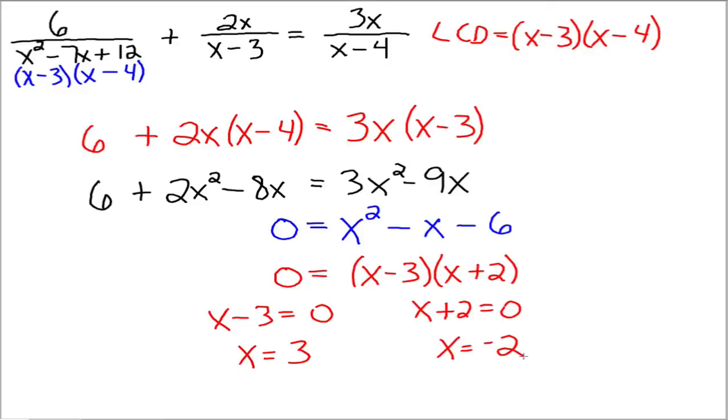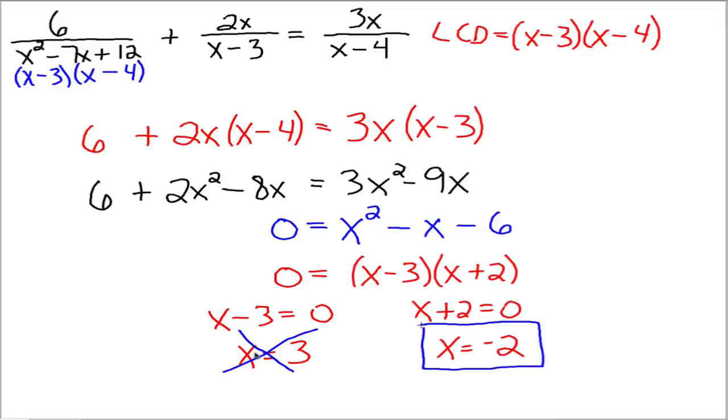All right, but now what do we need to do? We need to make sure that our answers down here do not make any of our denominators go to 0. Well, if you take 3 and plug it in right there for x, you get 3 minus 3, which is 0. All you need is one fraction to have the denominator go to 0 to say, all right, we can't use you. All right, what about negative 2? None of your denominators go to 0. So x equals negative 2 is the solution to our equation.